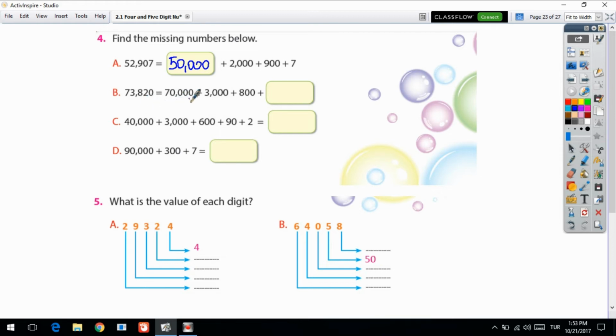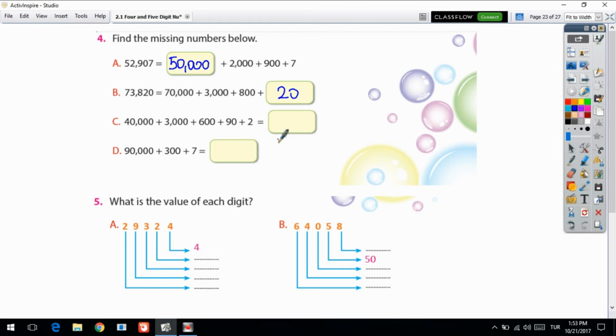Now let's look at part B: 73,820. 7 is in the 10,000 place. 3 is in the 1,000 place. 8 is in the hundreds place. Then we have 2 and 0. 2 is in which digit? 2 is in the tens place. I multiply times 10. 2 times 10 is equal to 20. Then there is no part for the 0, because it is 0, it does not affect the number. So now we have the number 40,000 plus 3,000 plus 600 plus 90 plus 2.